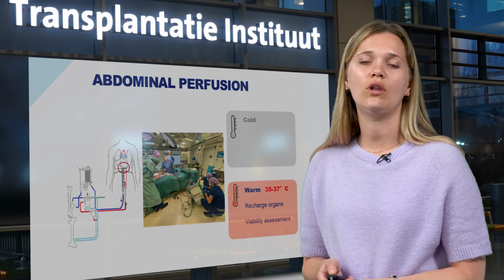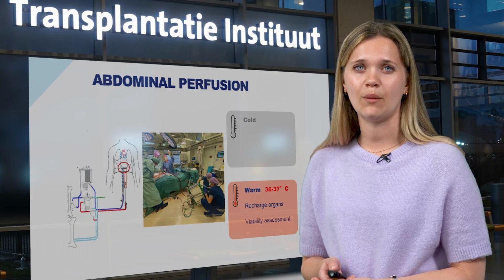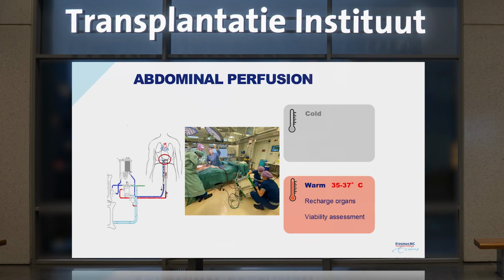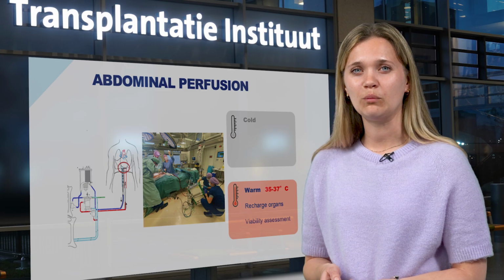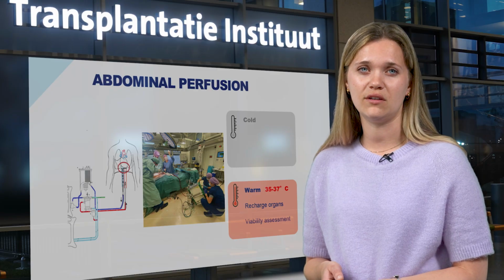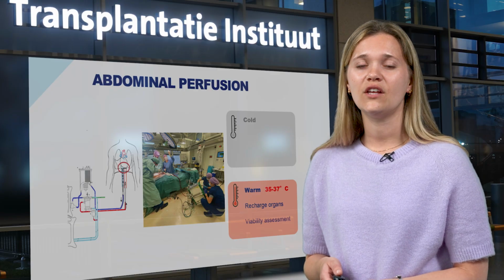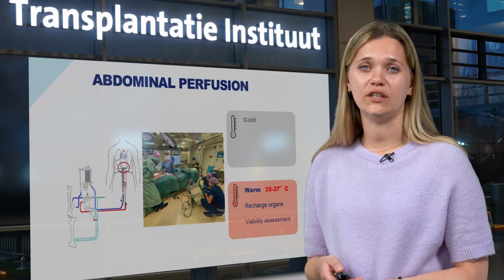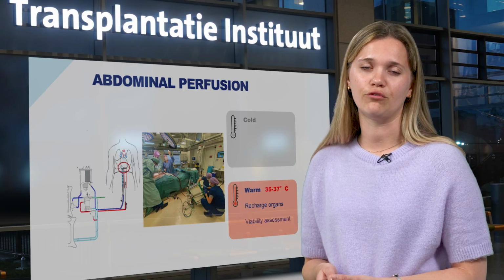But I also told you about one last technique which we can do, which is abdominal perfusion. So in this perfusion, instead of letting the organ come to you, we travel to the donor hospital, which can be in the whole of the Netherlands, and we perform the perfusion in the donor. So we make sure that the perfusion is only happening in the abdomen, so not at the lungs and the heart. And then we perform warm perfusion to recharge the battery of the organs, but also to assess the viability of the liver. It's also possible to do it with the heart and lungs in the system, but this is not performed in the Netherlands.